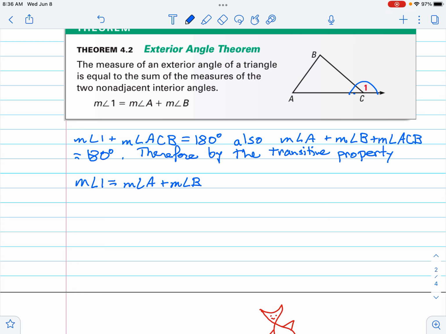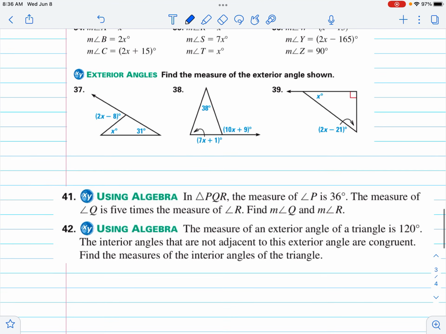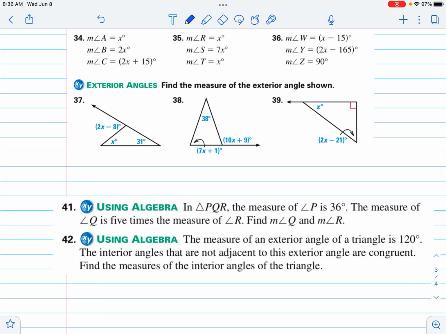Now, you look down here, you've got an assignment where we explore some of these things. Let me know if you have questions.